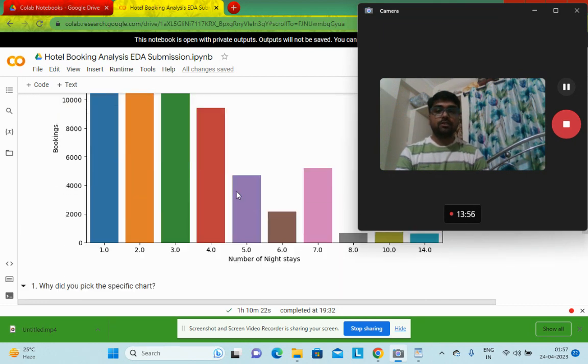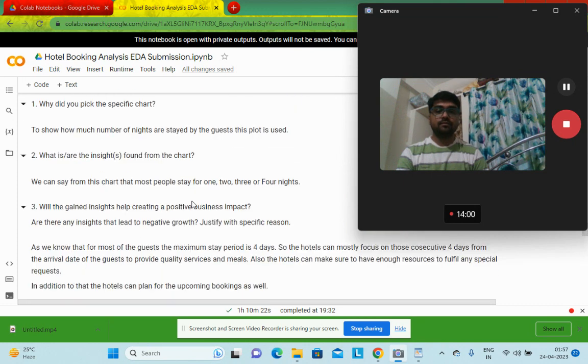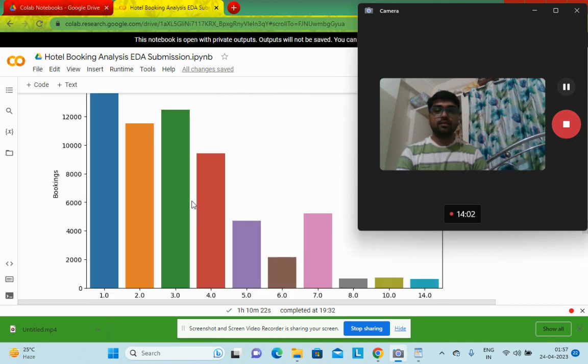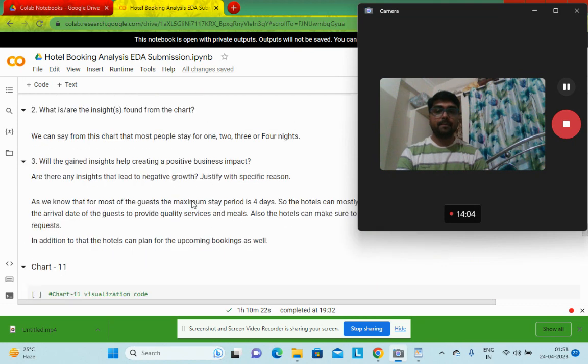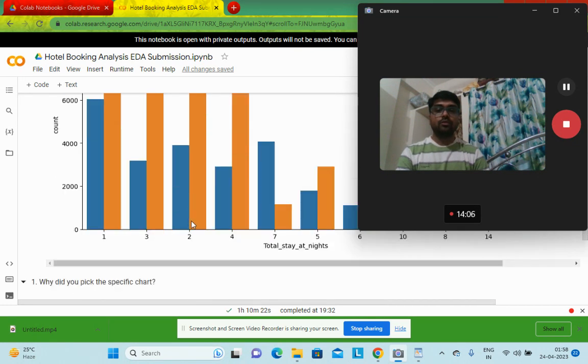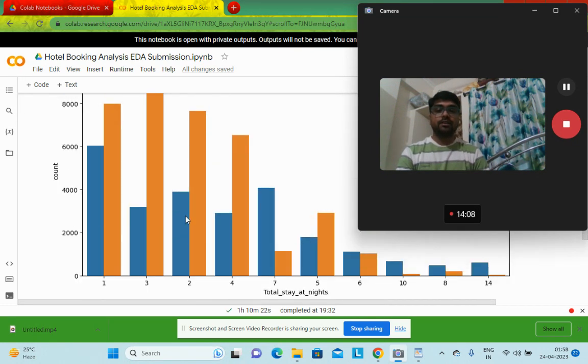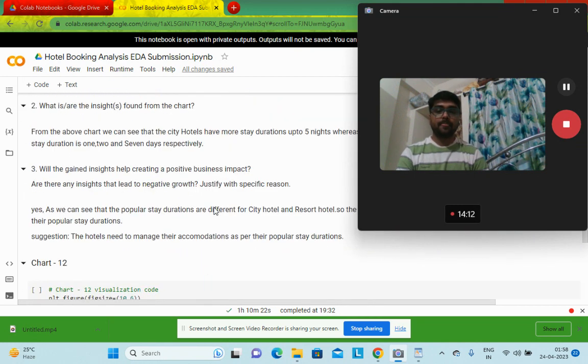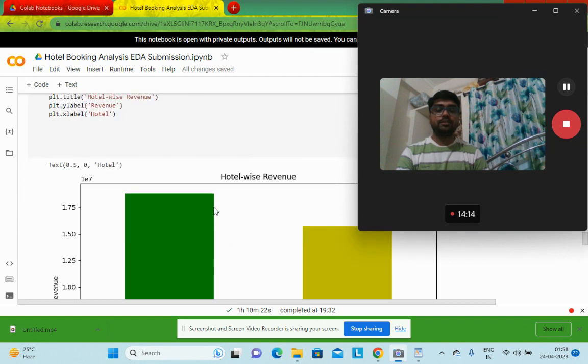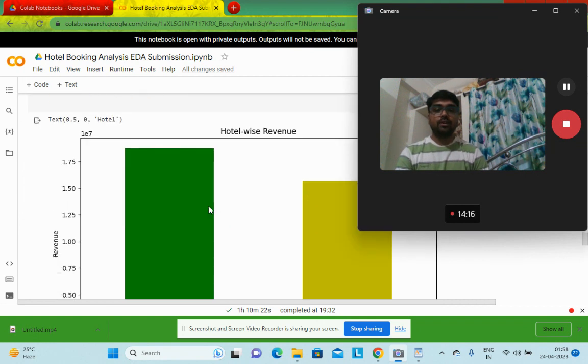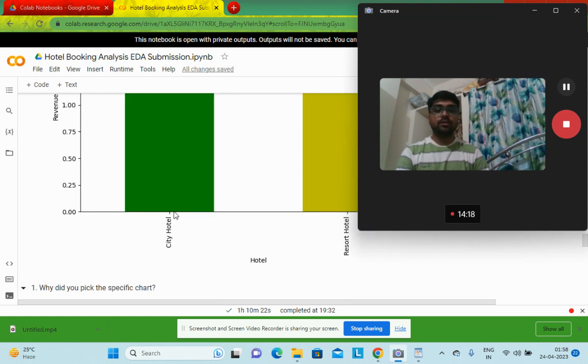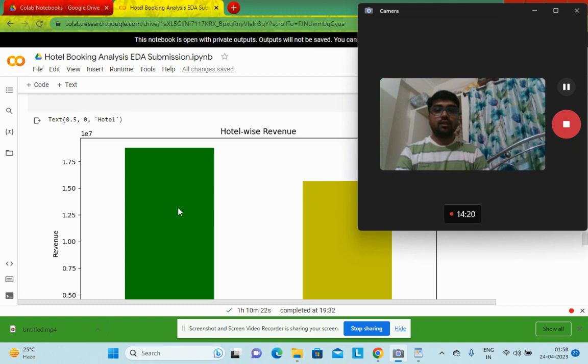Now, this particular chart is about the night stay duration. This is the night stay duration. This is also night stay duration, but it is segregated in terms of the hotel. Now, this chart is about the hotel-wise revenue chart. Of course, the city hotel is doing better business, so it is quite obvious that their revenue will also be high.